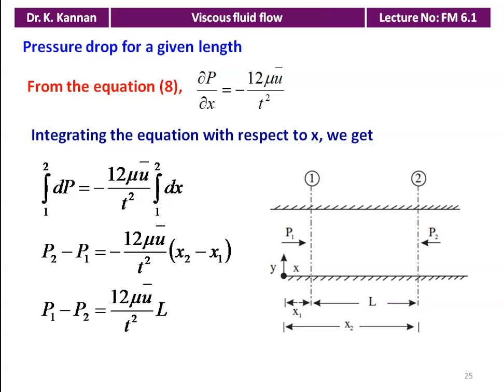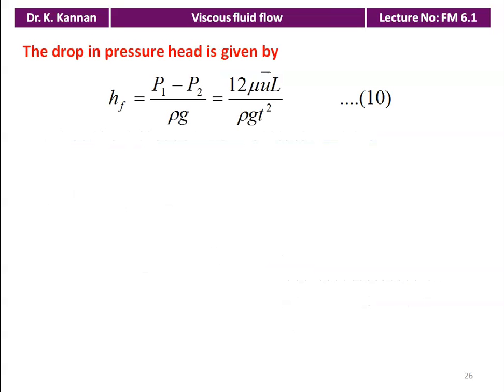Mu is the dynamic viscosity or absolute viscosity, and u bar is the average velocity. And the drop in pressure head is given by hf equal to p1 minus p2 divided by rho g, which is 12 mu u bar L divided by rho g t square.